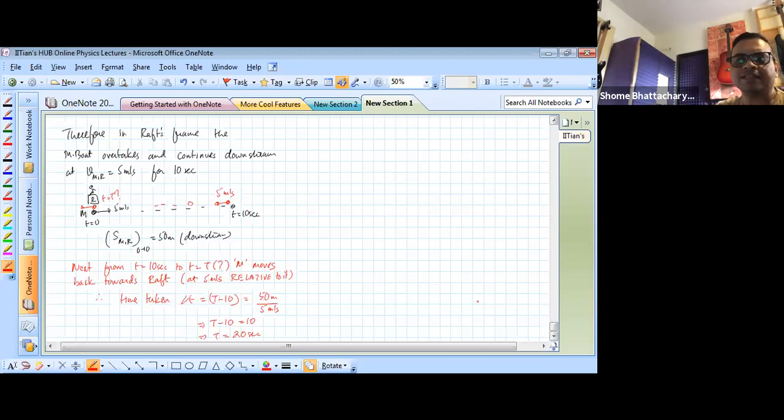Okay, so 10 seconds it has to go away from me, and then as it's coming back, how much time will it take to reach me again? It will again take 10 seconds only. Because in my frame, it has gone away also at 5, it's coming back also at 5. Is it clear now?